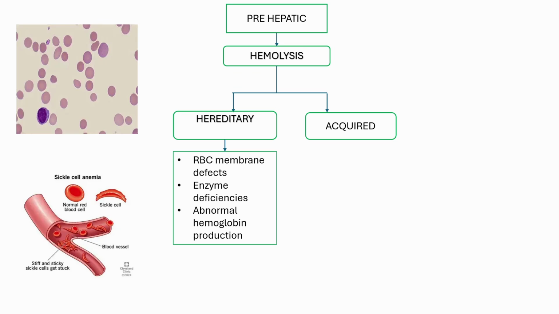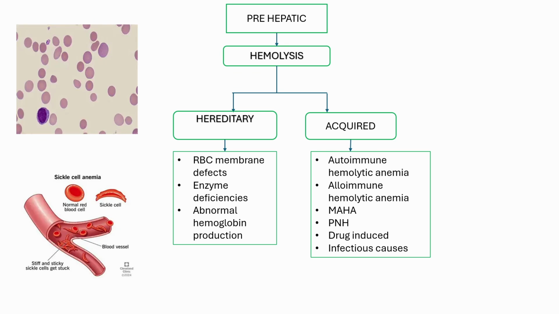Acquired causes are mainly immune hemolytic anemia. It can be autoimmune or alloimmune hemolytic anemia. And MAHA, microangiopathic hemolytic anemia. Examples are hemolytic uremic syndrome, thrombotic thrombocytopenic purpura, etc. Paroxysmal nocturnal hemoglobinuria, or it can be drug-induced, or other infectious causes which can cause hemolysis, like mycoplasma infection, malaria infection, all those things.